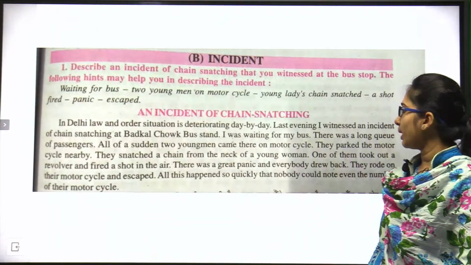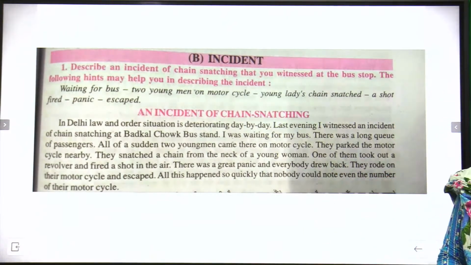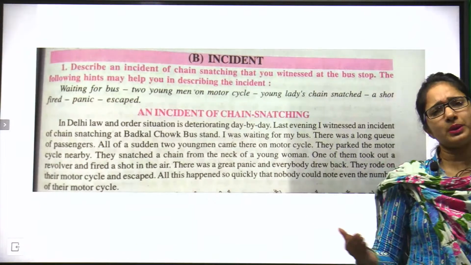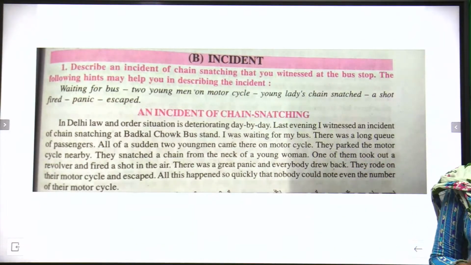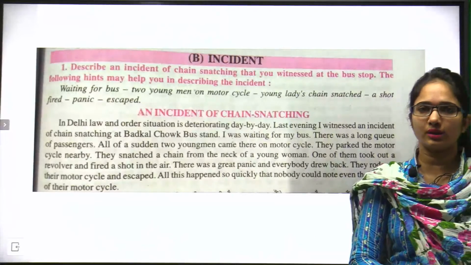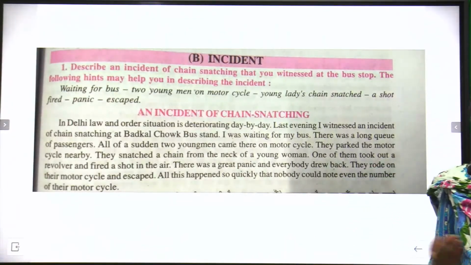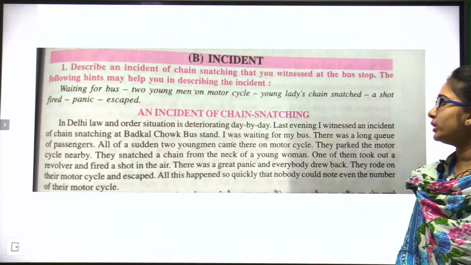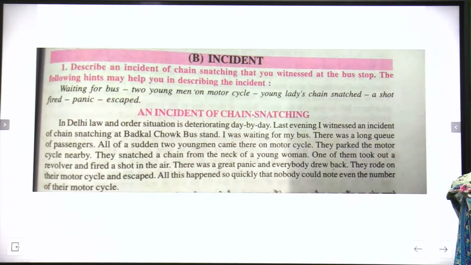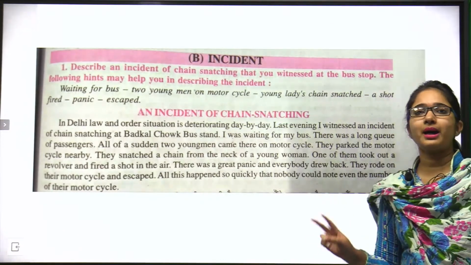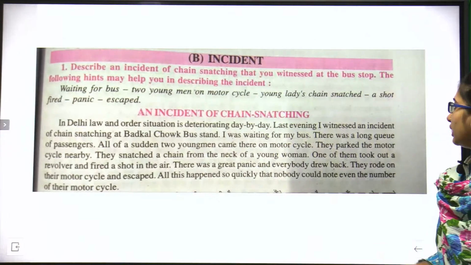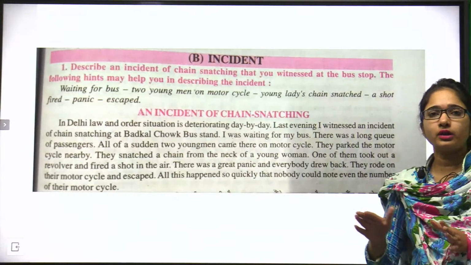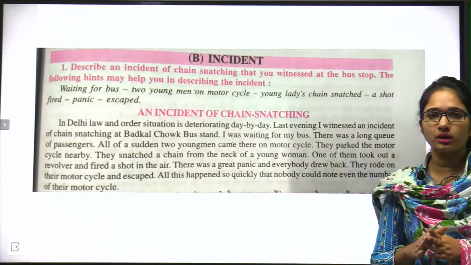I was waiting for my bus. There was a long queue of passengers. When you're waiting for the bus at the bus stand, a lot of people are standing in the line. You don't know who is a passenger and who is a thief. So many people were there in a queue. Queue means a line. All of a sudden, two young men came there on a motorcycle. They parked the motorcycle nearby.